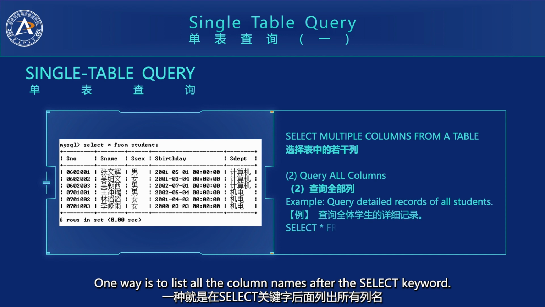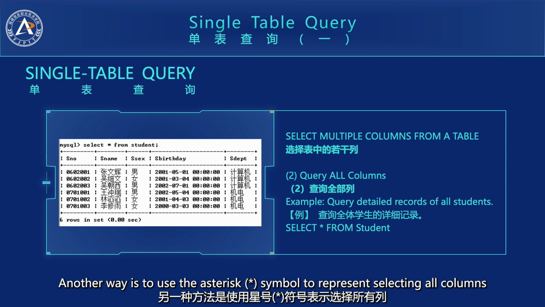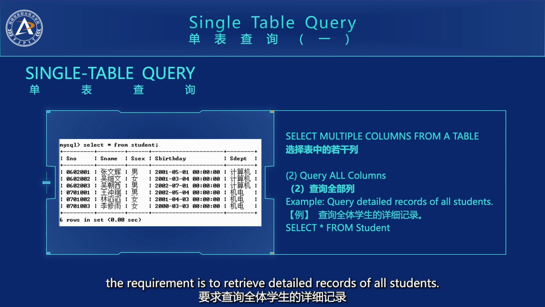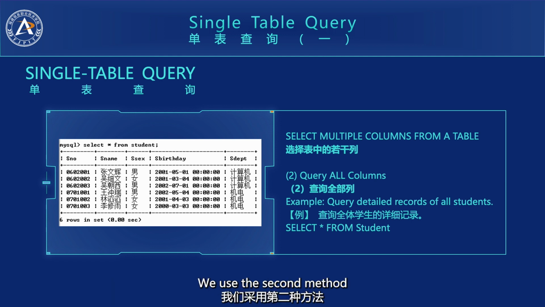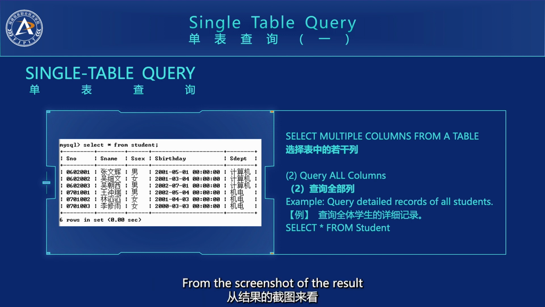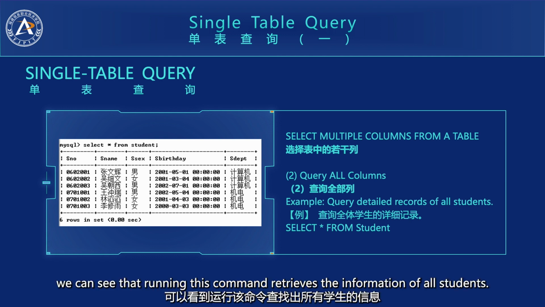There are 2 methods to select all attribute columns from a table. One way is to list all the column names after the select keyword. Another way is to use the asterisk * symbol to represent selecting all columns, as long as the display order of the columns matches the counterpart in the base table. In the example on the screen, the requirement is to retrieve detailed records of all students. We use the second method, and the statement used is select * from student. From the screenshot of the result, we can see that running this command retrieves the information of all students.